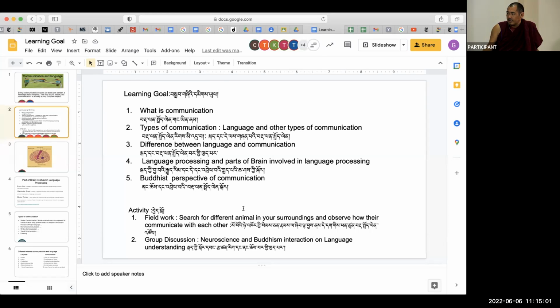So when we are teaching about neuroscience, very often we spend a lot of time thinking about the human condition because we're very curious about how we do things.